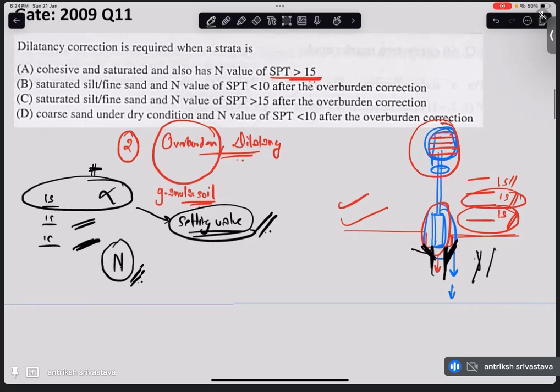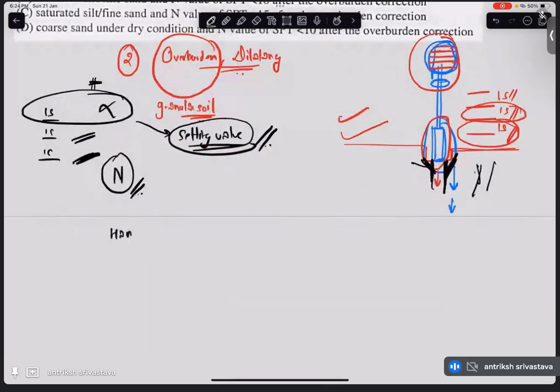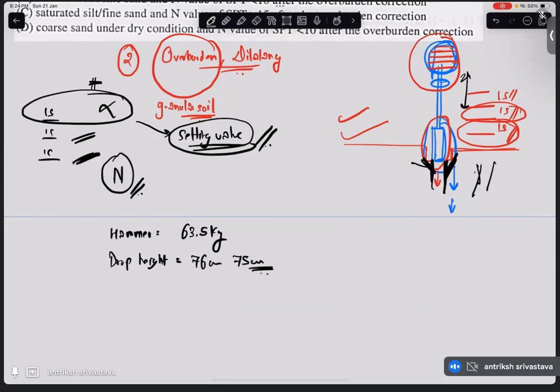Now coming to the specification, what is the weight of the hammer? It is 63.5 kg. What is the drop height? How many centimeters do we lift it up and drop it? We lift it up by 76 centimeters, or somewhere it is written as 75 centimeters.